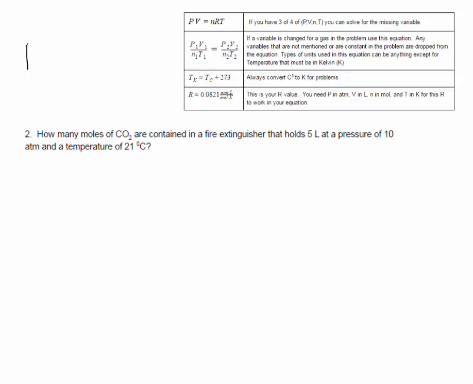So we will start with the equation we're going to use, which is pressure times volume equals moles times R, which is the gas law constant, times temperature. Then basically we just plug into this equation and algebraically solve. First we have n, which is what we're looking for, and then R is right here.